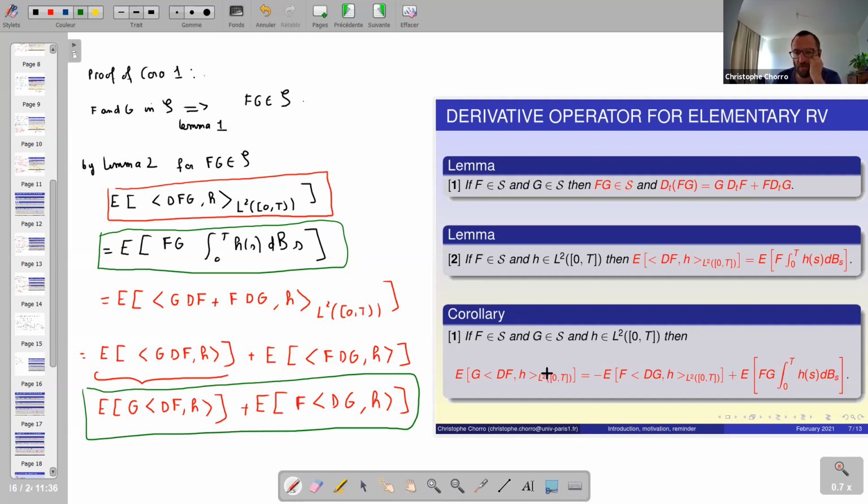And here you see that you have a kind of integration by part formula with the three classical terms. You have here J, the derivative of F, here F, the derivative of J, and here the derivative disappears, making appear something that is the integral of H with respect to the Brownian motion. So I have this one. So it closes the proof of the corollary one if I admit the lemma 2.